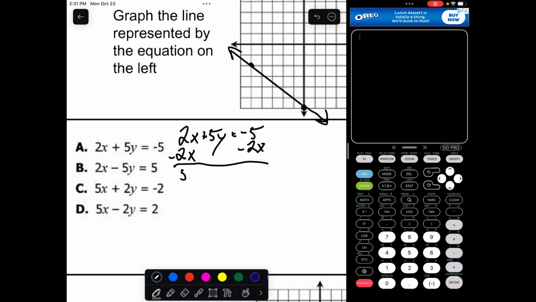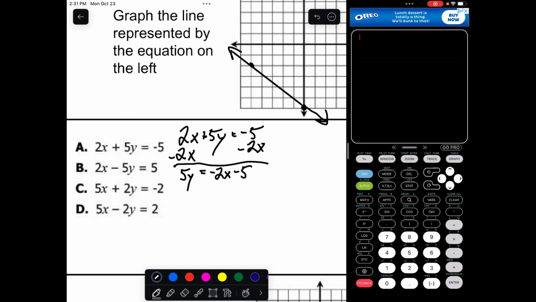That leaves me with 5y equals -2x minus 5. Remember, I cannot combine 5 and 2x because the 5 does not have an x on it. So I can't say -5 minus 2. That doesn't work. So I just rewrite them separately as their own individual terms.